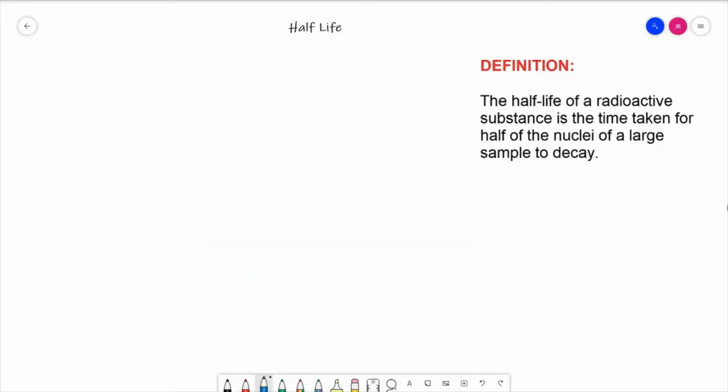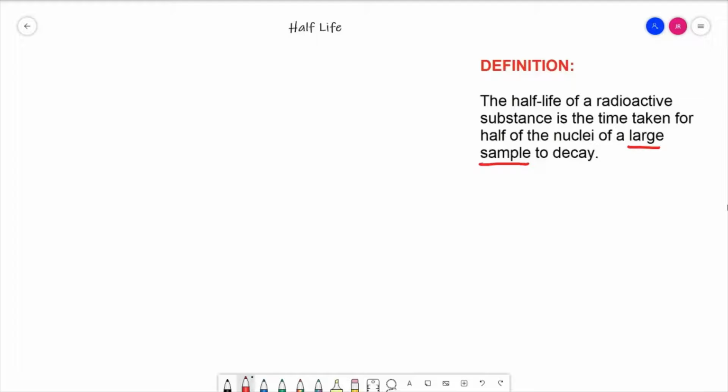So here now is the proper definition of half-life. So the half-life of a radioactive substance is the time taken for half of the nuclei of a large sample to decay. Now, one of the key phrases in here is large sample, and again we need to make sure, because of the discussions that we had earlier about probability, we know that the larger a sample, the better the idea of probability works, and the closer that probability will come to true values as we make those samples large.